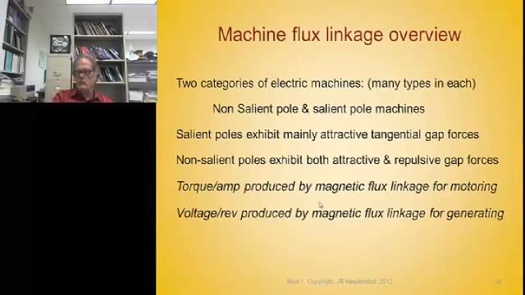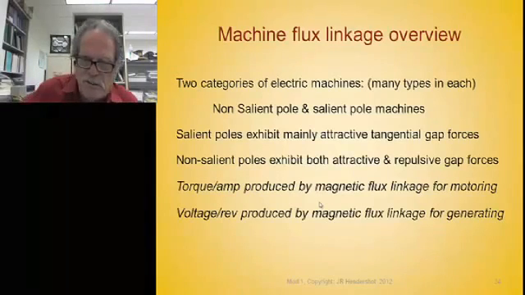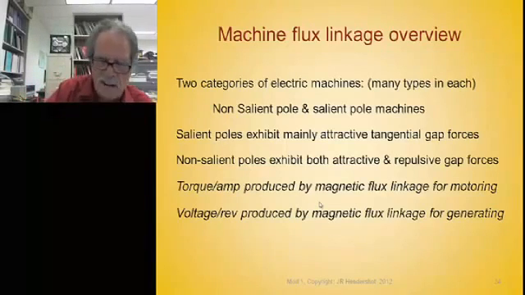Well, you get a force from both of these. You get an attractive force or a repulsive tangential force. So the torque that's produced on the shaft is produced by those two forms of flux linkage for motoring, and the same thing happens if you're generating. You have the reverse power flow, and you have voltage produced from those air gap forces.